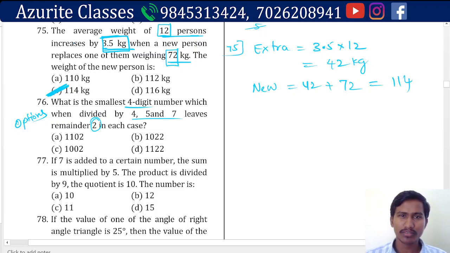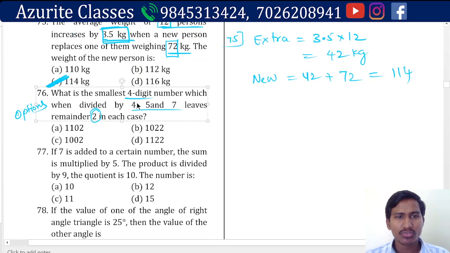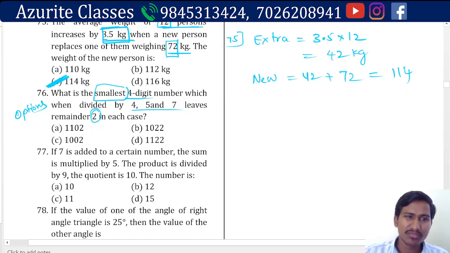Okay, let us go with the next question, that is 76. We'll go with options. Divide by 4 first and then divide by 7, and you will get the answer. If you divide by 5, all will come the same. So we'll take the smallest number. They are asking for the smallest 4-digit number. The first smallest 4-digit number is 1002. If you divide 1002 by 4, the remainder is 2 only.